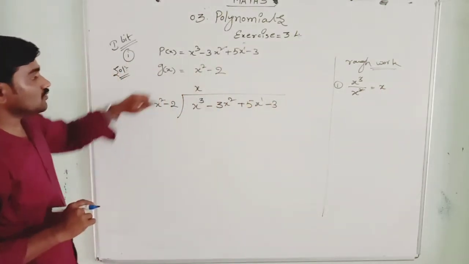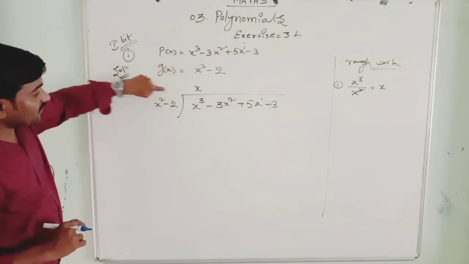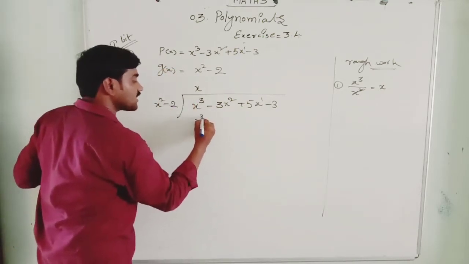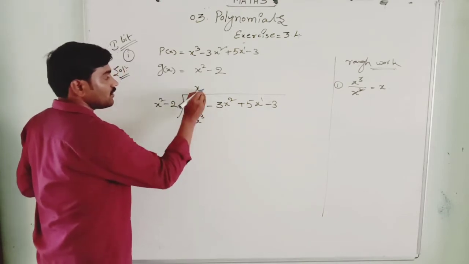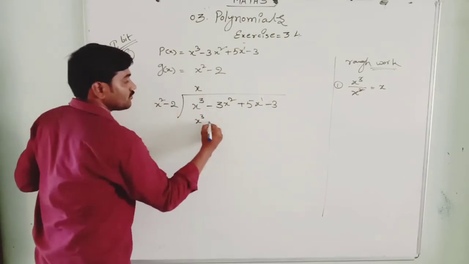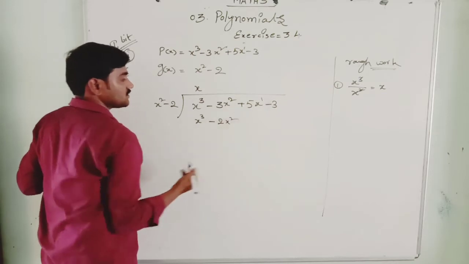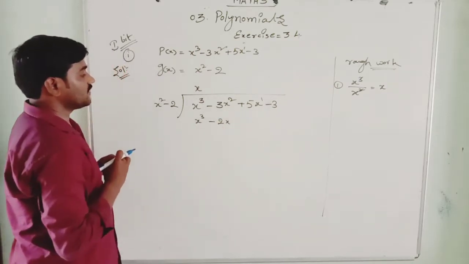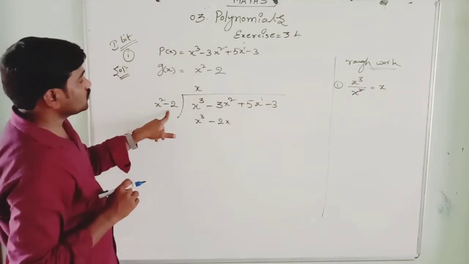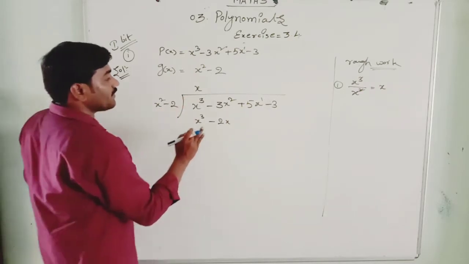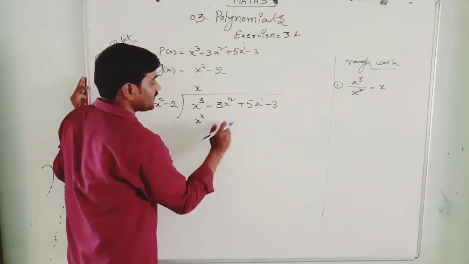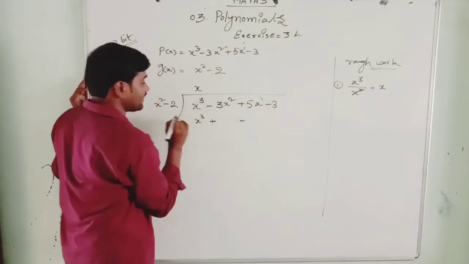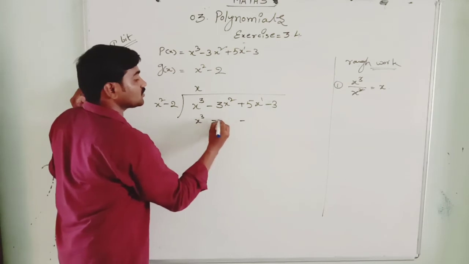Now with x we have to multiply both the terms here. X into x square, that is x cube. Now x into minus 2, that is minus 2x. See, minus 2x we got. The x square term we did not get, here we got the x term. So x term is here, we write minus 2x.